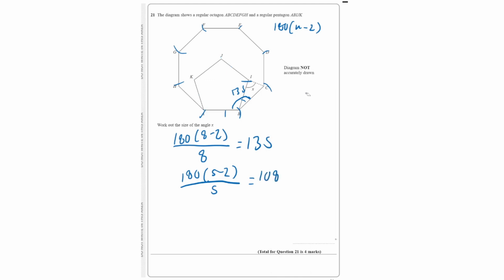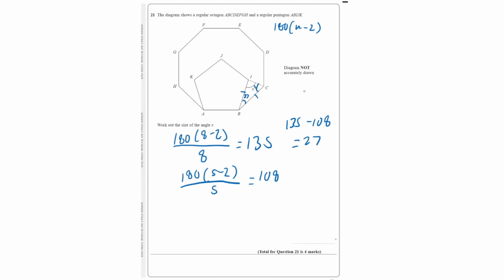So if I can clean this up a little bit, we then subtract 135 from 108. Then we will get this angle. Okay, so we get 135 minus 108, that gives us 27. So that means this angle is 27. And since this is an isosceles triangle, this is also angle x.